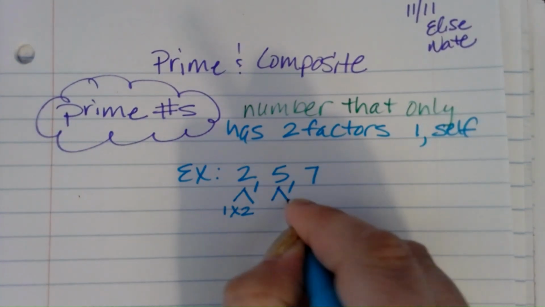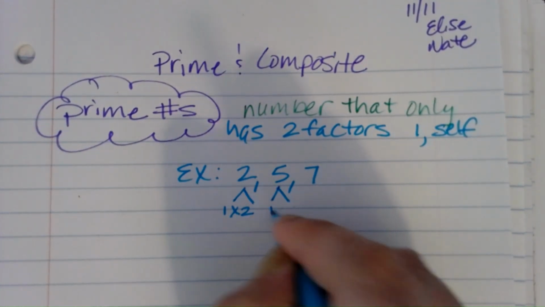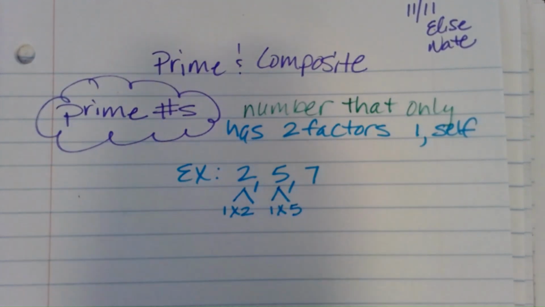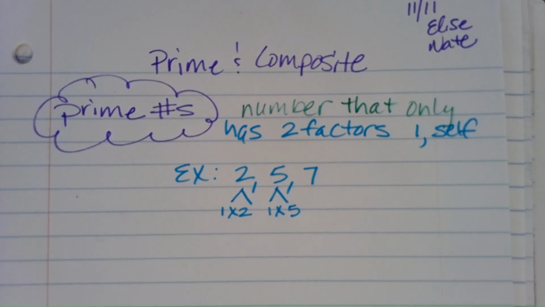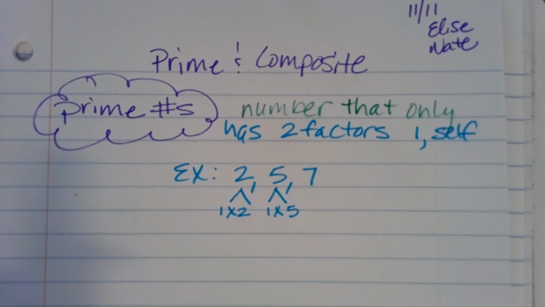I'm going to say the same thing about 5. If I start going down my list, I'm going to think, okay, 1 times 5, right? 2 times 2 is 4, so that doesn't work. 3 times 2 is 6, so now I'm already too big, and now I'm done. 5 is a prime number.